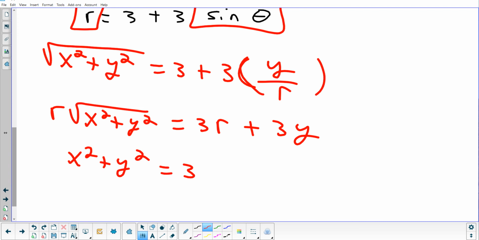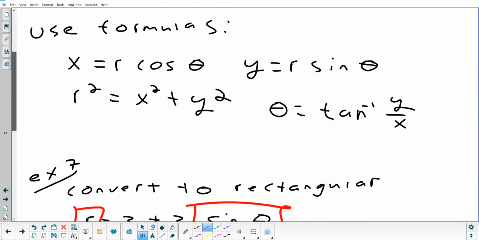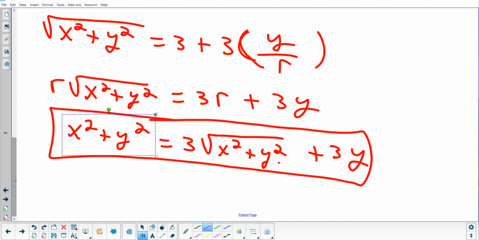And r, you guys just told me what that was, the square root of x squared plus y squared, plus 3y. Are there any r's, thetas, sines, or cosines left in that? No. So that's it. That's the equation of a cardioid in function notation. Now, you're not going to be able to graph that and get y by itself, because you have y in too many spots. It's not going to easily be solvable to get y alone. But that's not what they wanted. They just wanted you to change from polar to function.